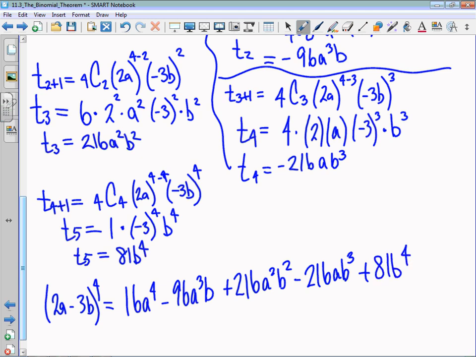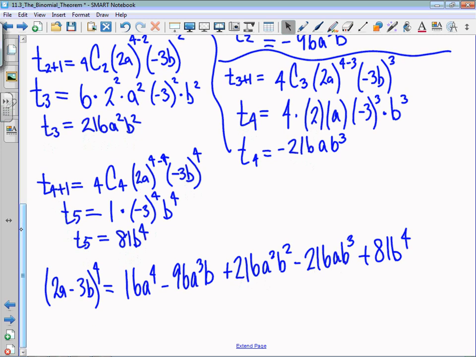Now, this is a bit of a meaner question, I would argue. It's not very common that we have to do an entire expansion like this. You could achieve this answer by multiplying 2a minus 3b by itself 4 times, but I promise you it would take longer. Well, maybe not promise, but it would be very likely to take a lot longer than using our binomial expansion theorem.